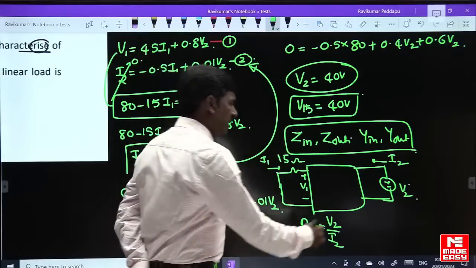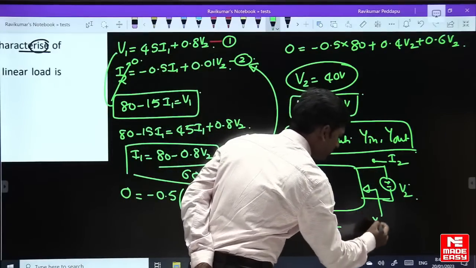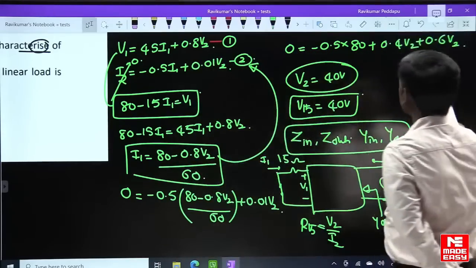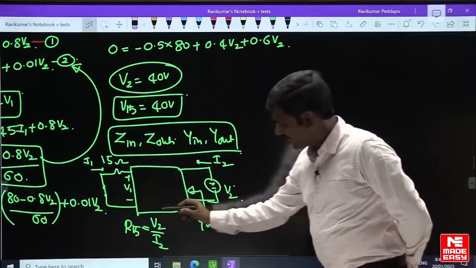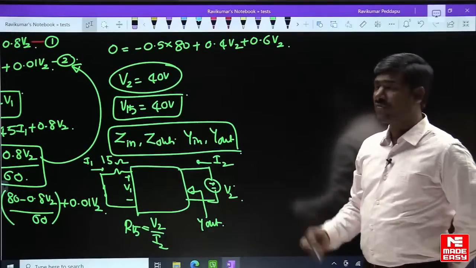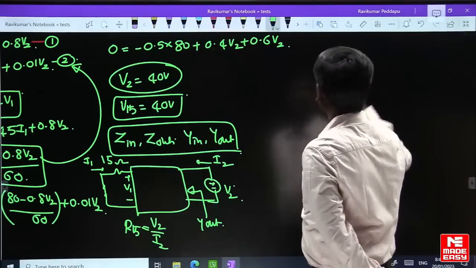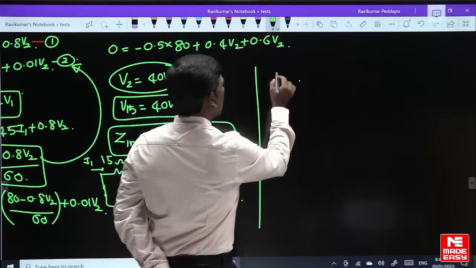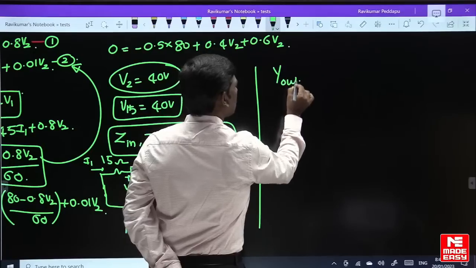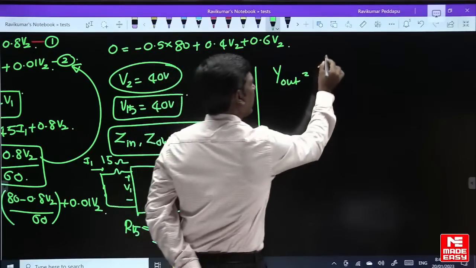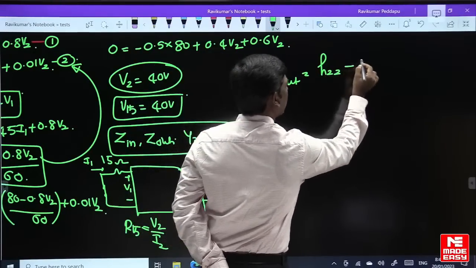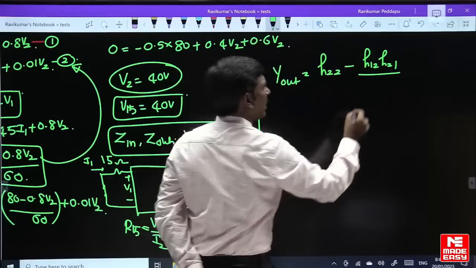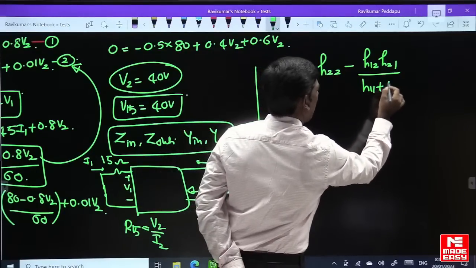But we know the formula for this: Y out. Otherwise you can use direct V2 by I2. If you remember, use the direct formula; otherwise derive V2 by I2. Y out is equal to H22 minus H12 H21 by H11 plus RS.